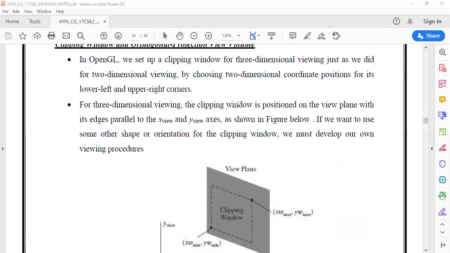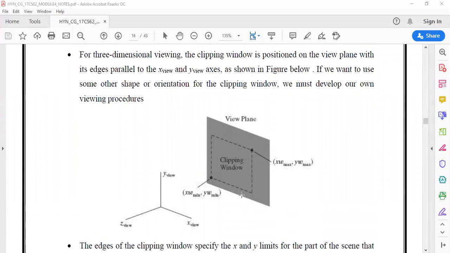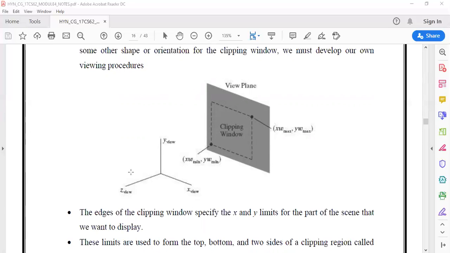On the view plane, I will position my clipping window with its edges parallel to the x view axis and y view axis, as shown in the figure below. You can see the lower edge is parallel to my x view axis, and the height of the clipping window is parallel to the y view axis. If you want some other orientation, we must develop our own viewing procedure. I can place the clipping window in whatever orientation I want, but in this example the bottom of the clipping window is parallel to the x view axis and the height is parallel to the y view axis.